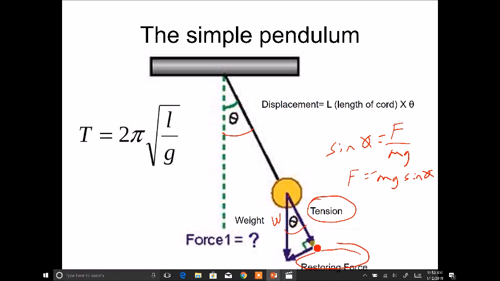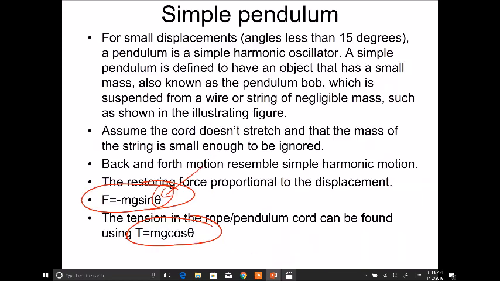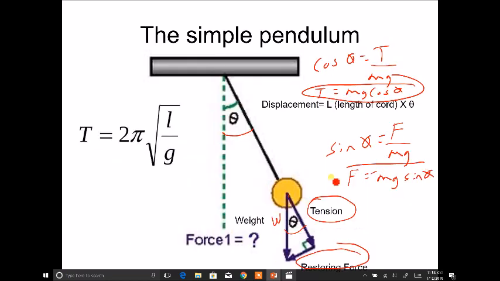We can also calculate this tension component using the cosine. The cosine of our angle is equal to the adjacent side, which is our tension component, over the hypotenuse, which is mg. That means the tension in that cord is going to be equal to mg times the cosine of our angular displacement, our angle theta. So that's tension and restoring force.